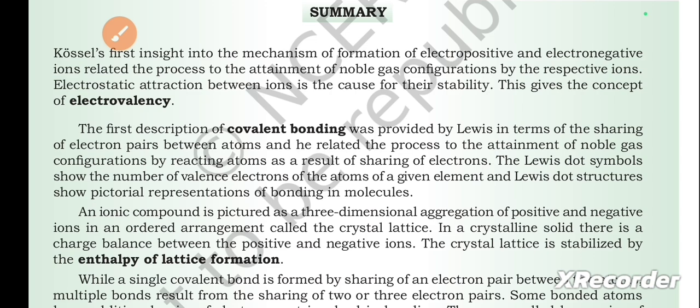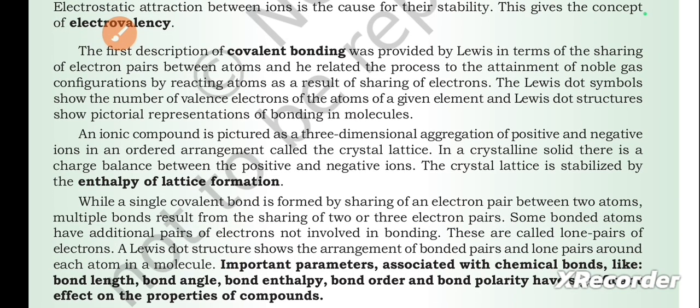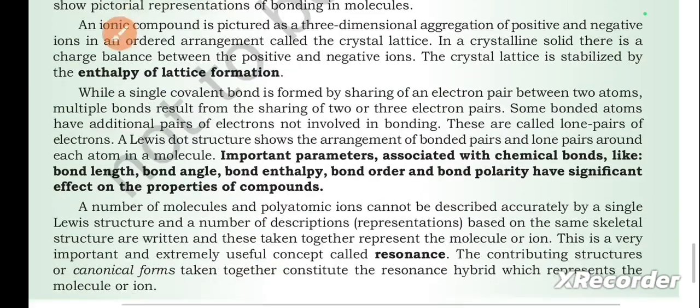The Lewis dot symbols show the number of valency electrons of the atoms of a given element, and Lewis dot structures show pictorial representations of bonding in molecules. An ionic compound is pictured as a three-dimensional aggregation of positive and negative ions in an ordered arrangement called the crystal lattice. In a crystalline solid, there is a charge balance between the positive and negative ions. The crystal lattice is stabilized by the enthalpy of lattice formation.